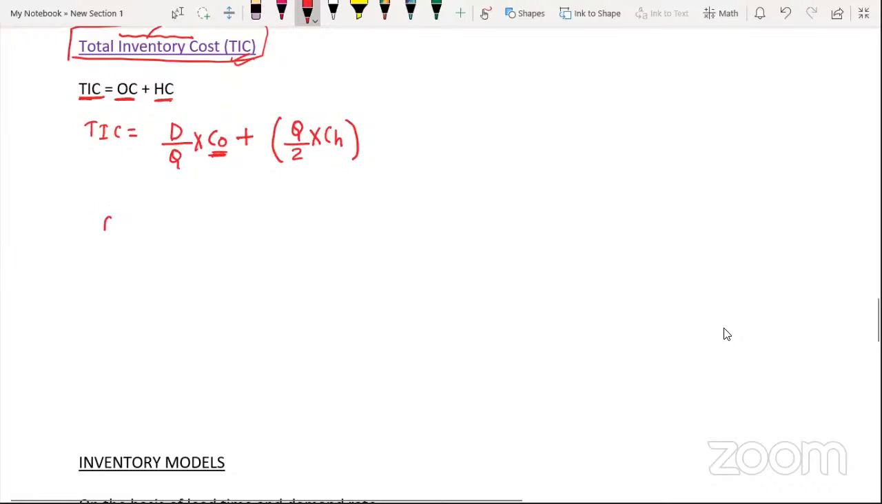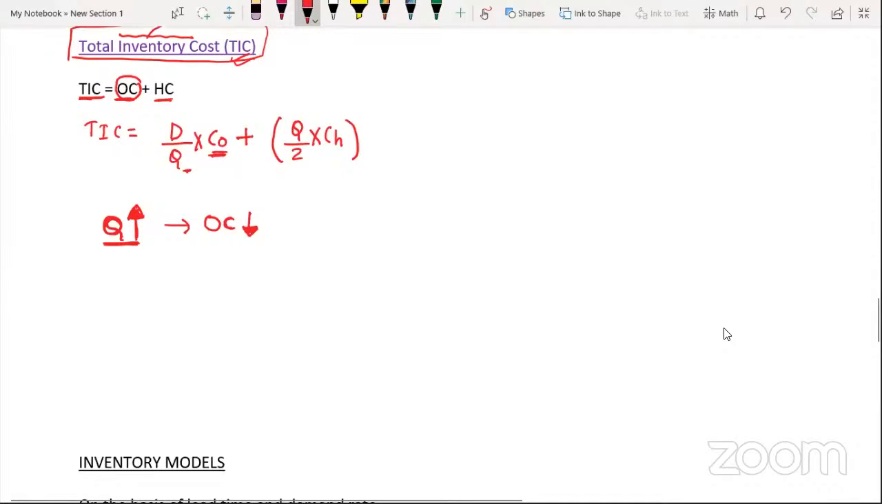If you increase the quantity of Q, the ordering cost is going to decrease. Ordering cost is inversely related to Q. So if you increase the quantity, ordering cost decreases, which is beneficial for you. It means you order more and more units, but you pay a lesser ordering cost.